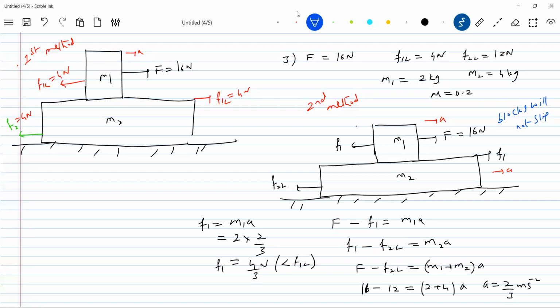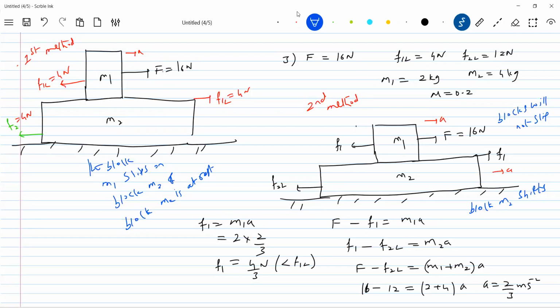Here what happened? The block M1 slips on block M2, and block M2 is a test. There is no slipping, but blocks will not slip, but M2 will shift here. Block M2. Which one is right? Which one is wrong?